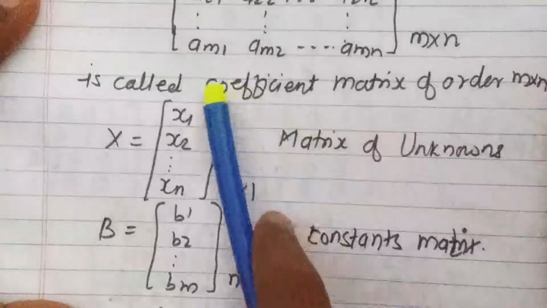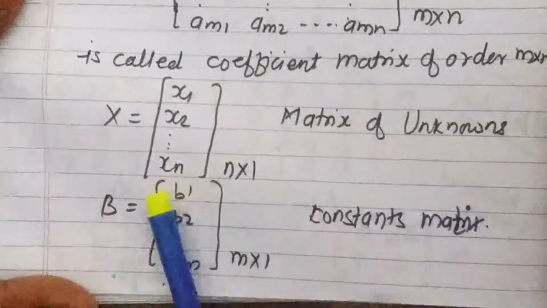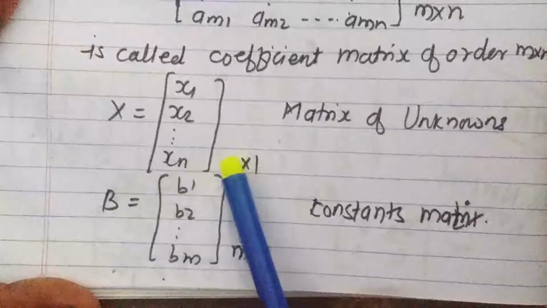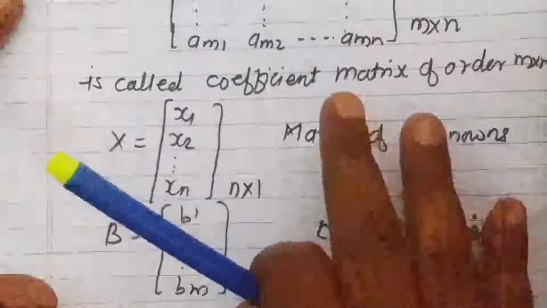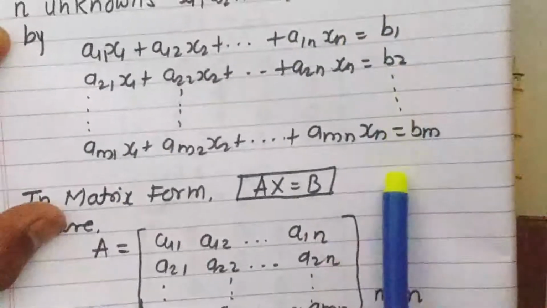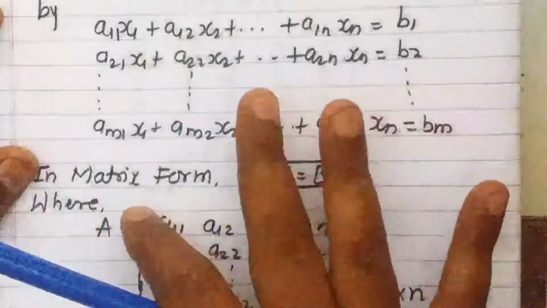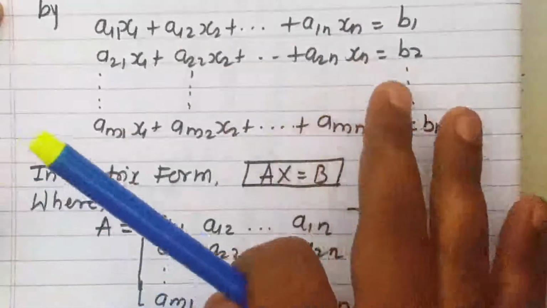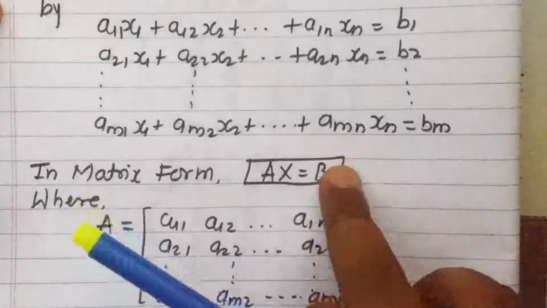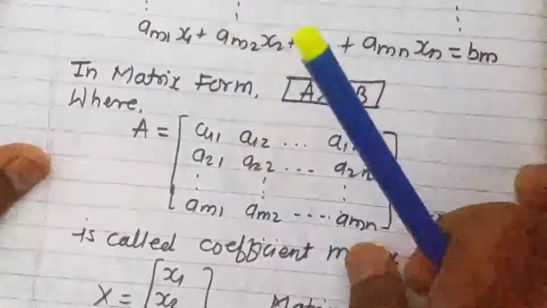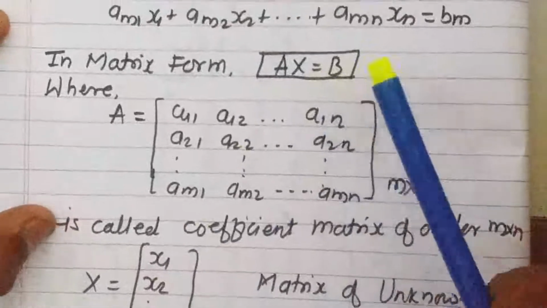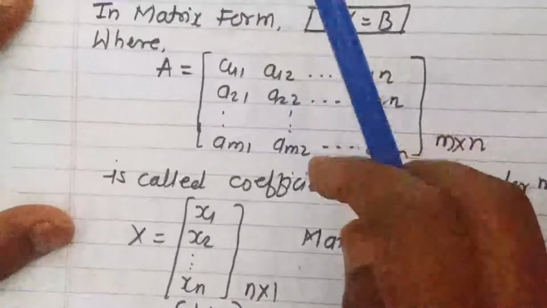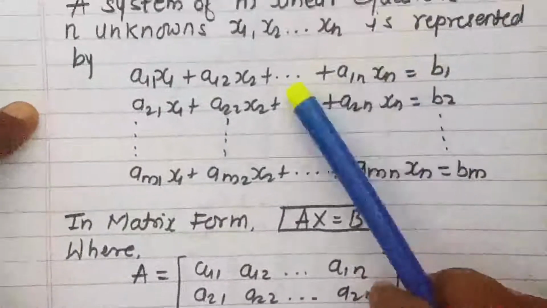This matrix X is called the matrix of unknowns, and matrix B is the matrix of constants, b1, b2, bm. These constants are on the right hand side of the system. So whenever we have a system of linear equations in front of us, we can write it in matrix form AX equal to B. This is how we can write our system of linear equations in matrix form.